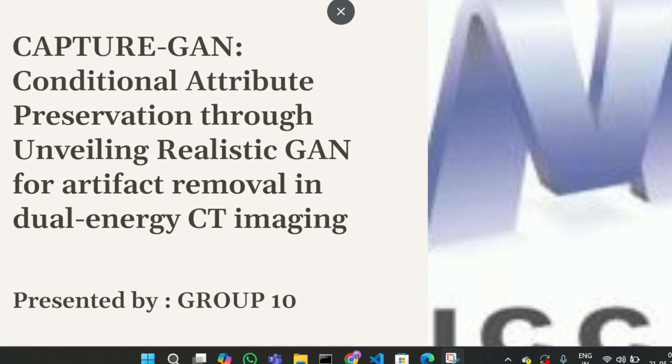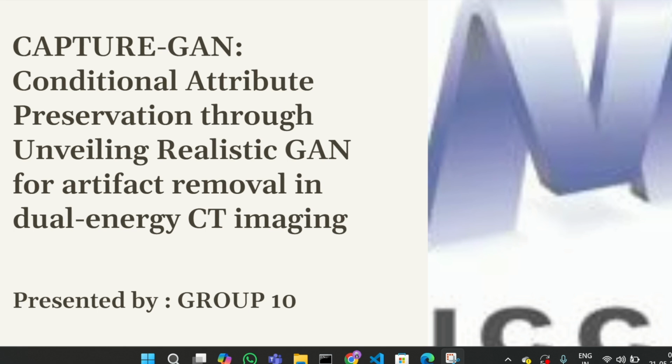Today our group 10 is going to present on the research paper CAPTURE-GAN, Conditional Attribute Preservation through Unveiling Realistic GAN for Artifact Removal in Dual Energy CT Imaging. This work explores a generative adversarial network, or GAN-based framework, developed specifically for artifact removal in dual energy CT imaging, with a critical focus on preserving key diagnostic features such as bone marrow edema.